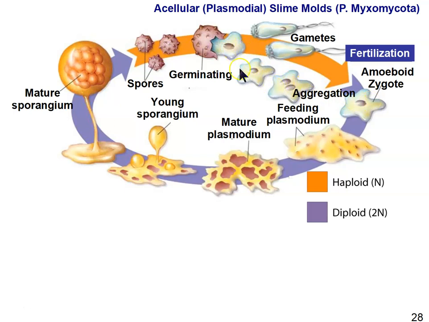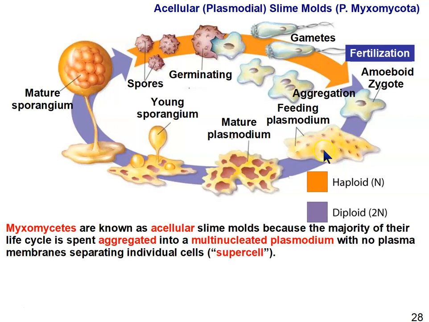They're slime molds. So here we're looking at acellular slime molds, and the acellular refers to the fact that most of their life cycle is not spent as individual cells. Most of their life cycle is spent aggregated together into this big thing that's been called a plasmodium. Not to be confused with the plasmodium that causes malaria. The sporozoan protozoan that causes malaria is also called plasmodium. So don't confuse those two terms.